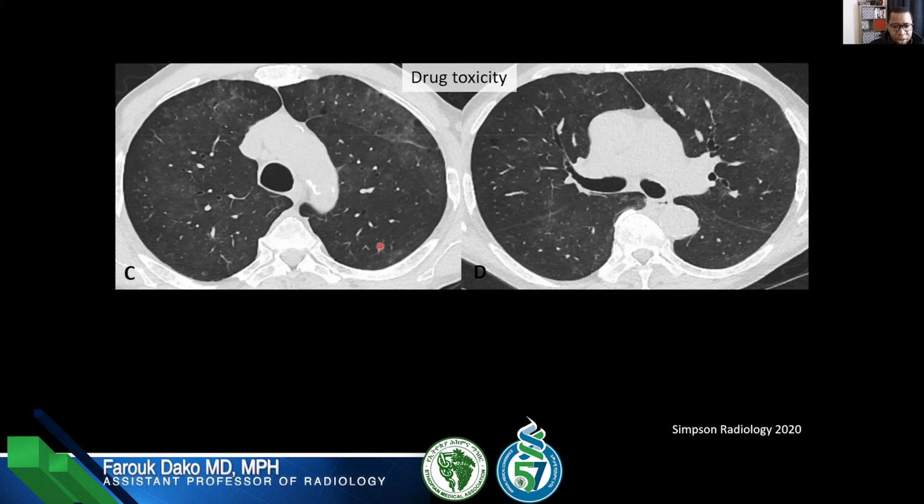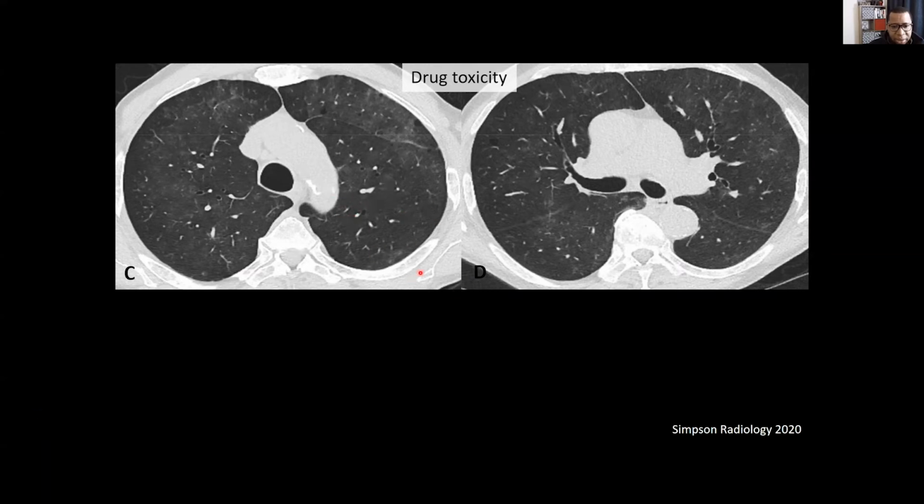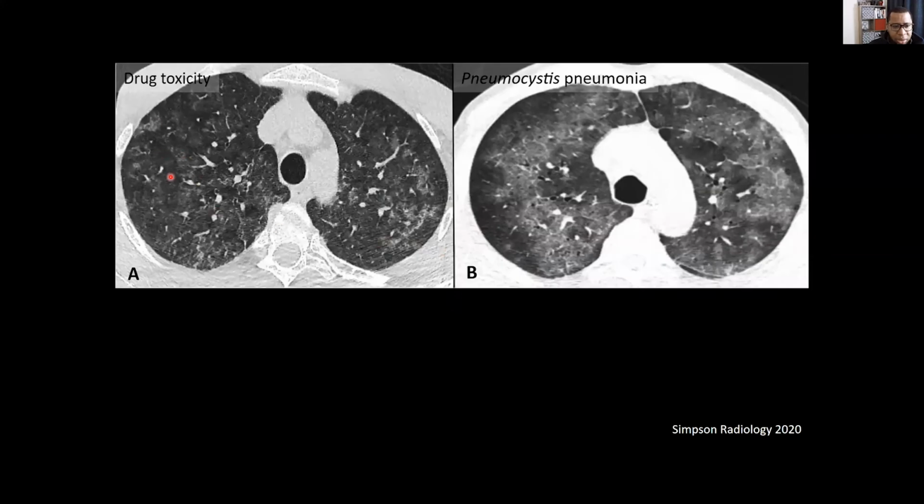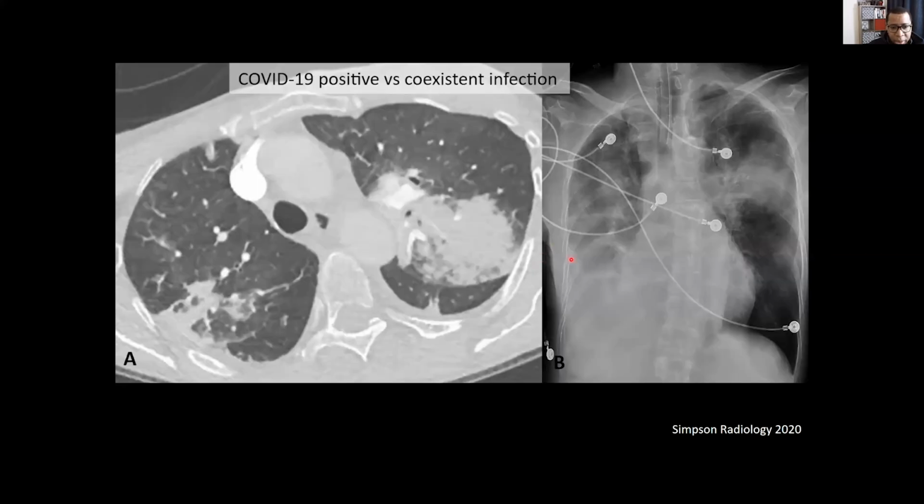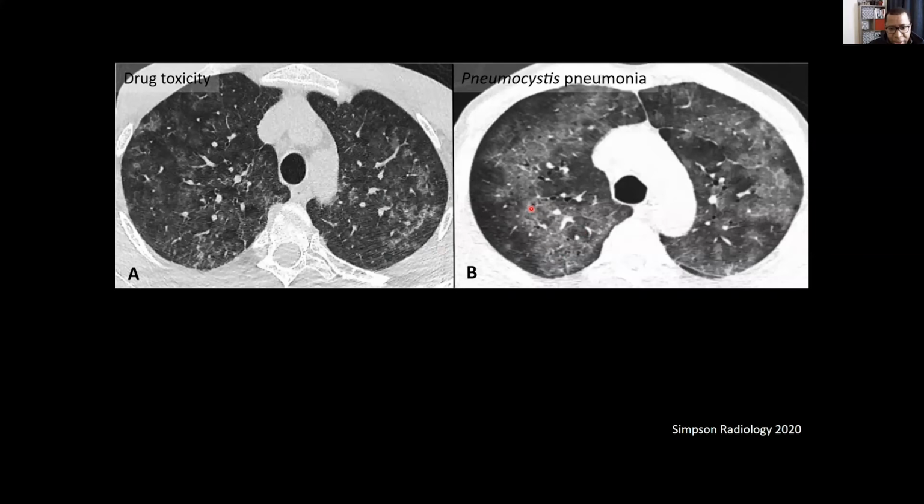So it's the cases of drug toxicity. You see some ground glass opacities, again, more extensive drug toxicities. These cases could represent COVID-19 pneumonia, so the history is important. Pneumocystis pneumonia, we still see that a lot with immunocompromised patients. Again, ground glass opacities, not typical for COVID-19 pneumonia. They're indeterminate. They could be seen with COVID-19 pneumonia as well.